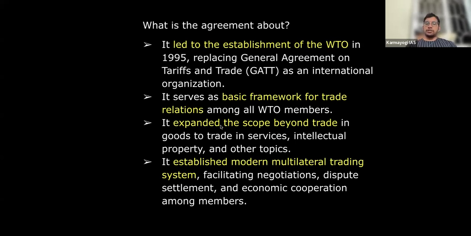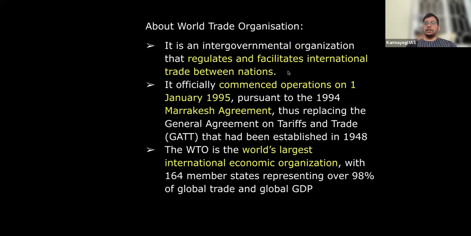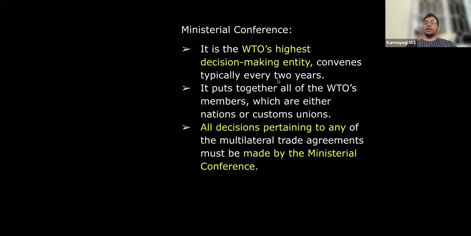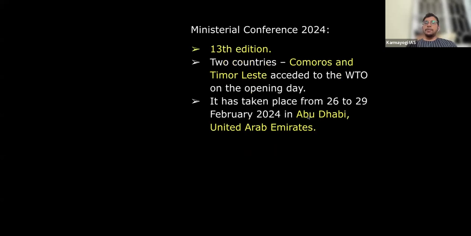Later in Marrakesh, the countries met and decided to replace this GATT with the World Trade Organization. This is the world's largest international economic organization with 126 member states representing 98% of global trade. So USA is not a member of WTO. Fine. Every 2 years, biennial meetings happen based on the finance minister meeting. That is called the ministerial conference, which is the highest decision-making body under the WTO, right? And the ministerial conference happens, as I said, every 2 years.